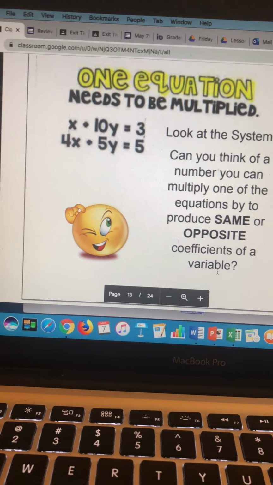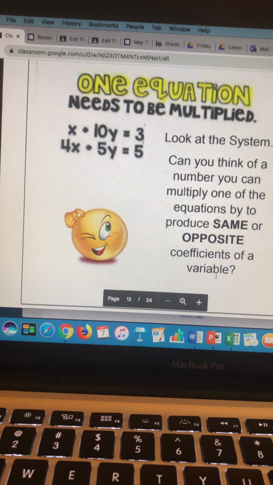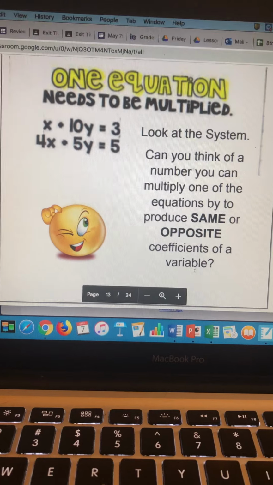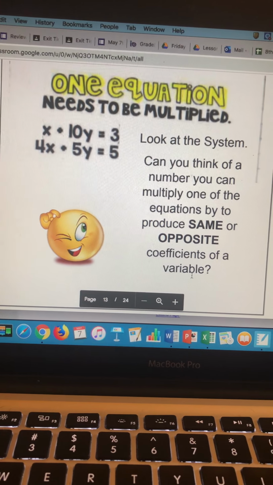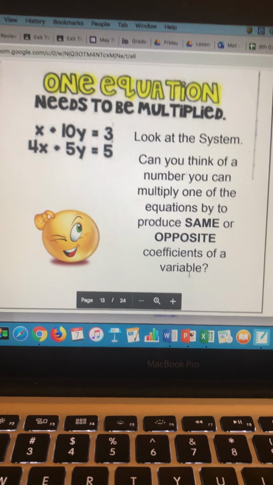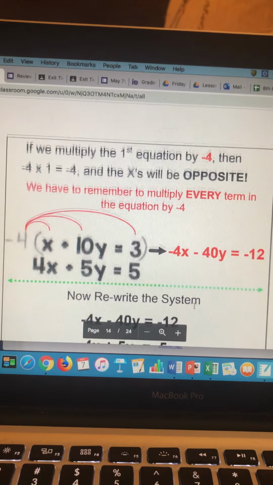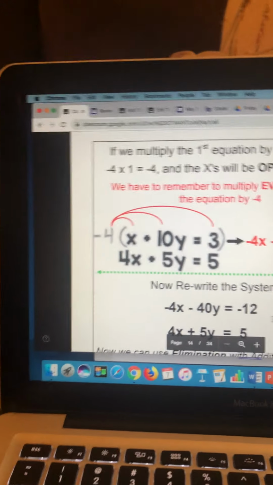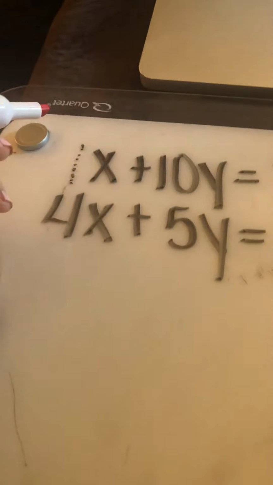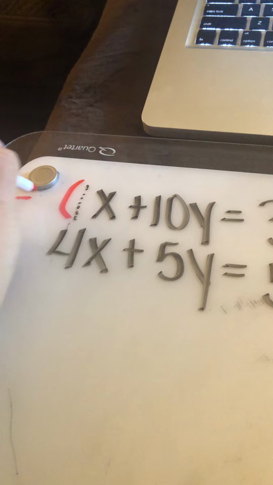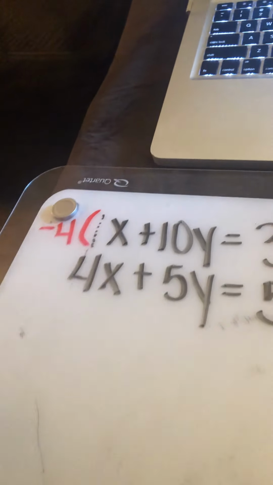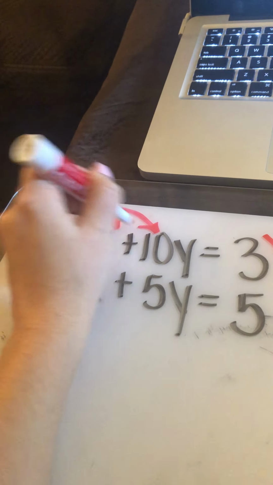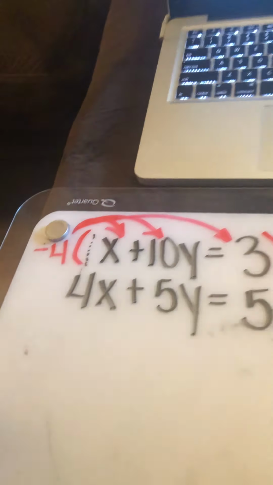And I think this time I'm going to change the top equation. There are different ways you could do this, I'm just choosing to change the top one. I'm going to multiply the top equation by -4, because then my x's will be opposites. So I'm going to put parentheses, put -4, and multiply every term in the first equation by -4.